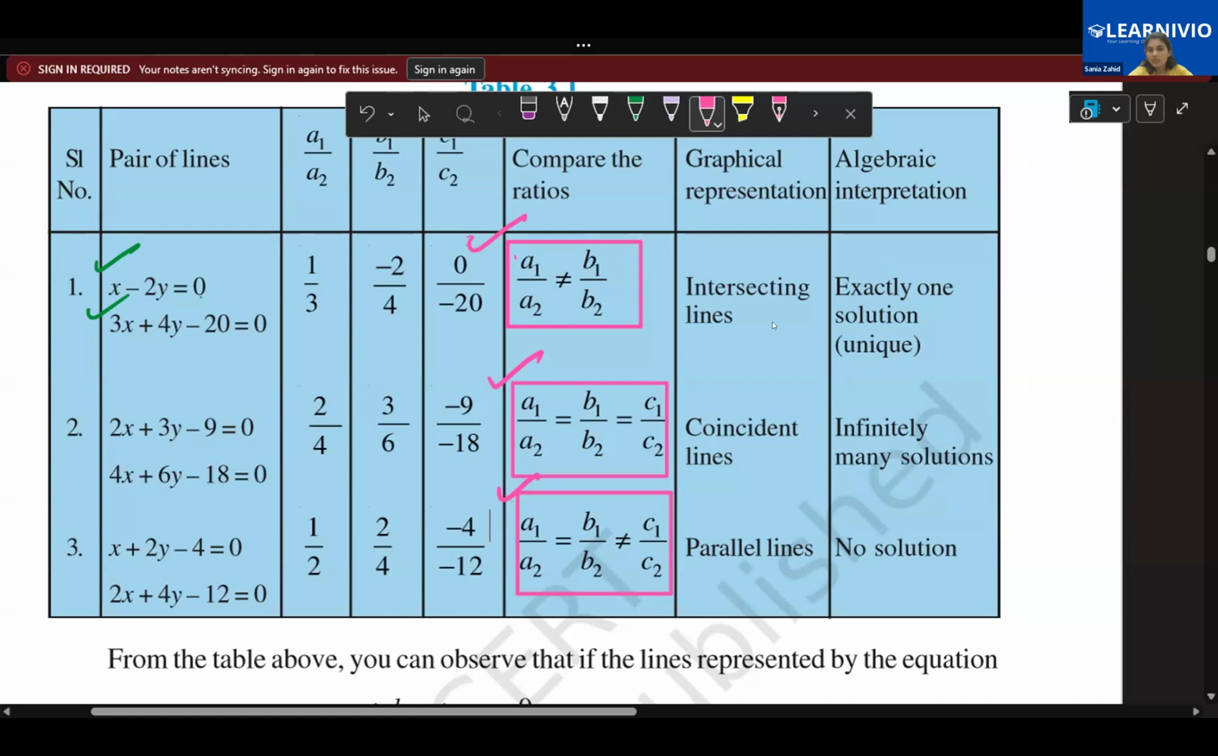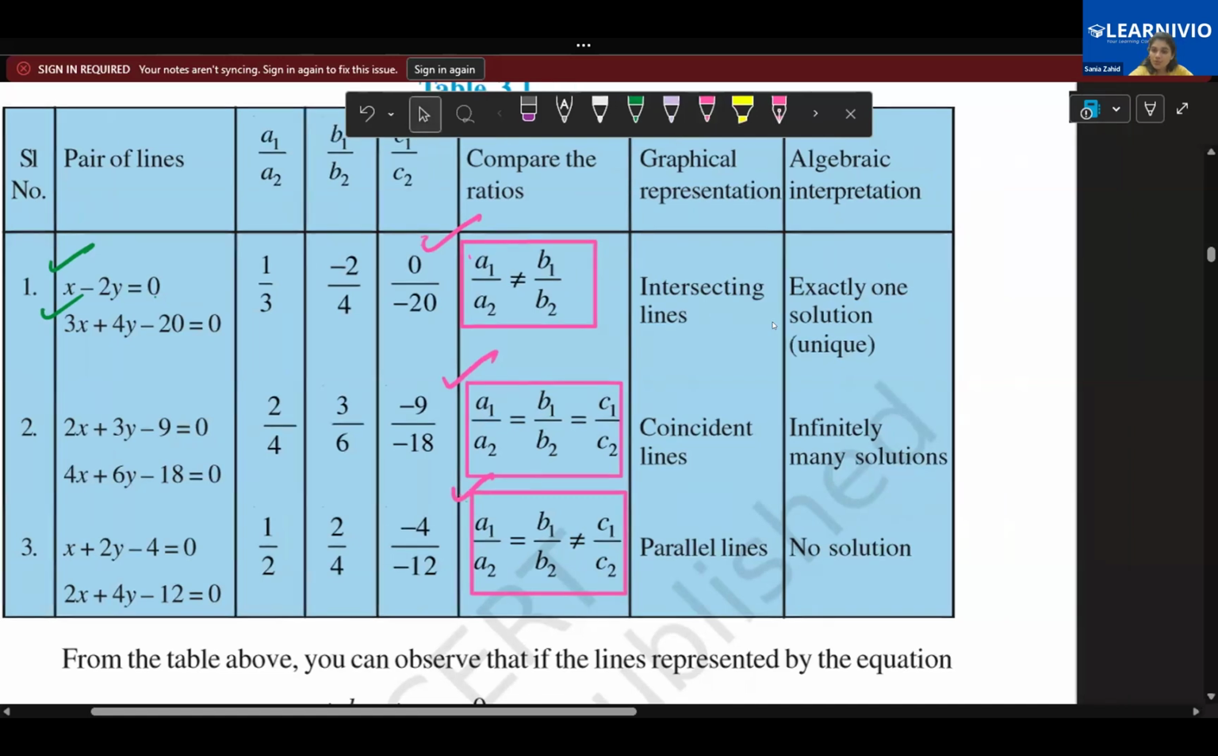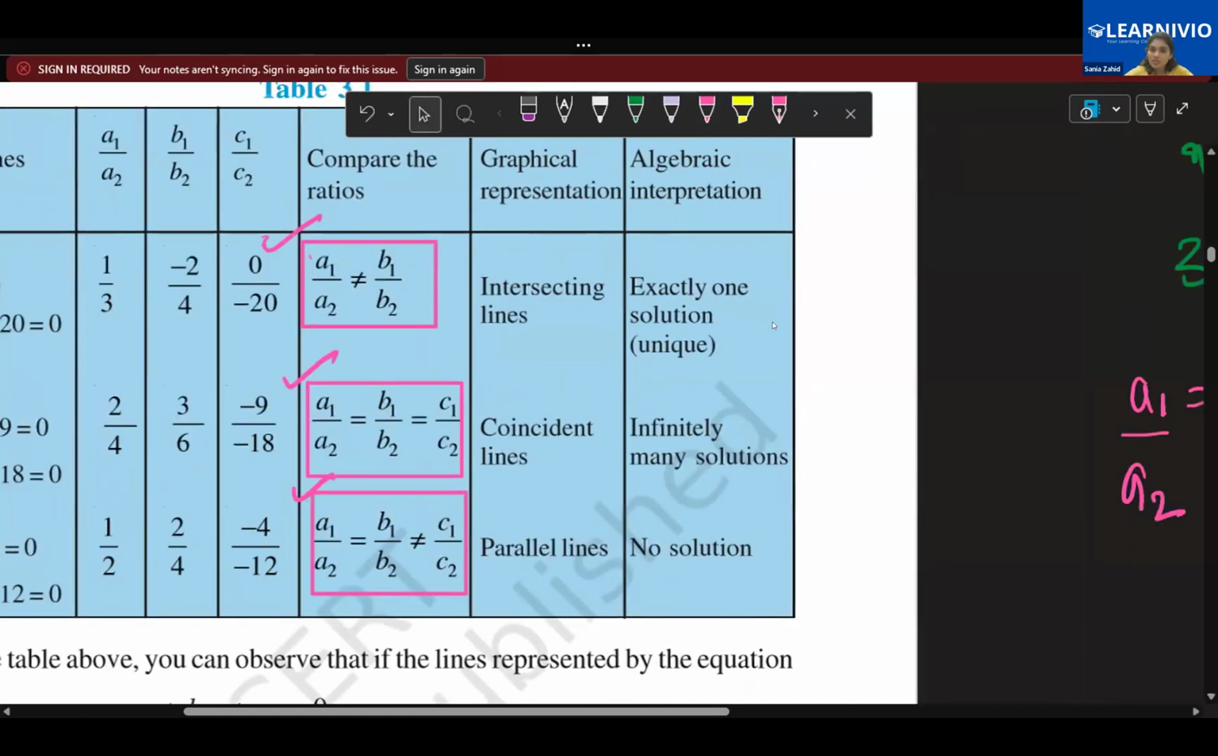Now, according to these relations, it depends how many solutions you're going to have. For the first relation, you will have only one solution. For the second one, you will have infinite number of solutions. For the third one, you will have no solution. Okay?